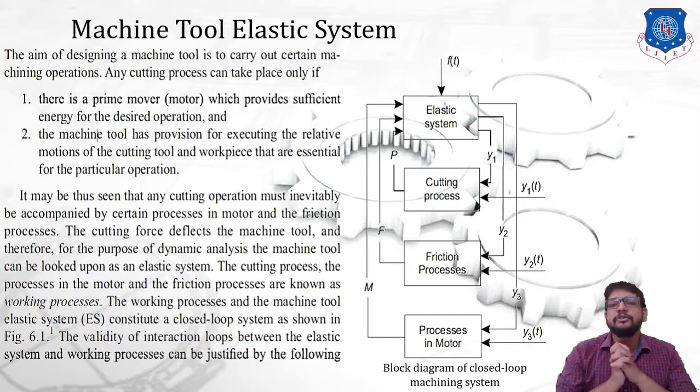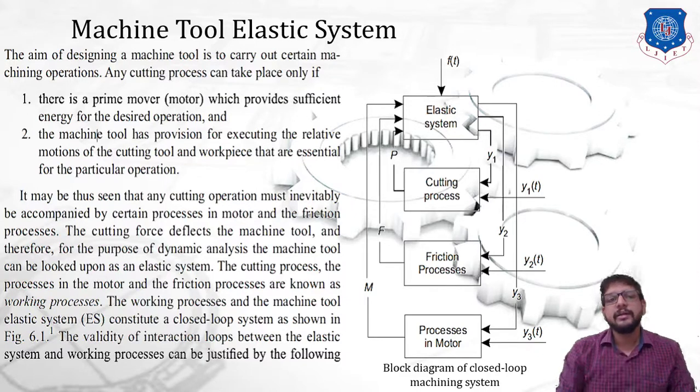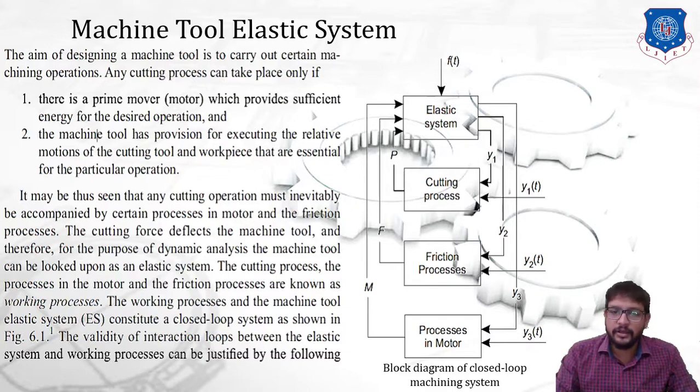First, there should be a prime mover, that is an electric motor, which provides sufficient energy for the desired operation, that is, it provides mechanical power. We give electricity, and in return a rotational motion is obtained from the motor, which we can supply to our machine tool. And second, the machine tool has a provision for executing the relative motions, that is primary cutting motion, feed motions and auxiliary motions, of the cutting tool and workpiece, which are essential for performing a particular operation.